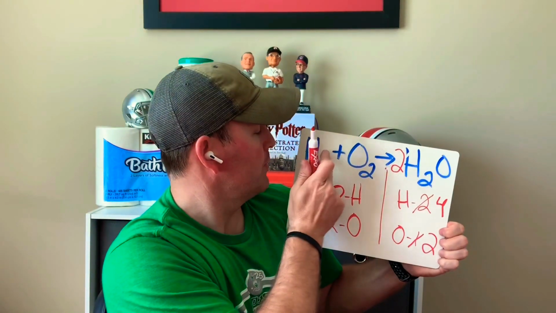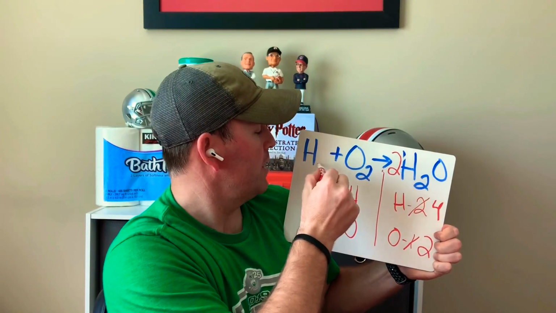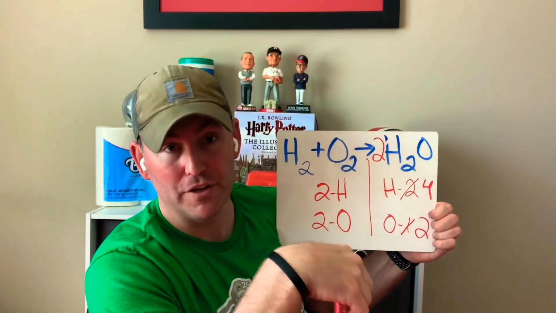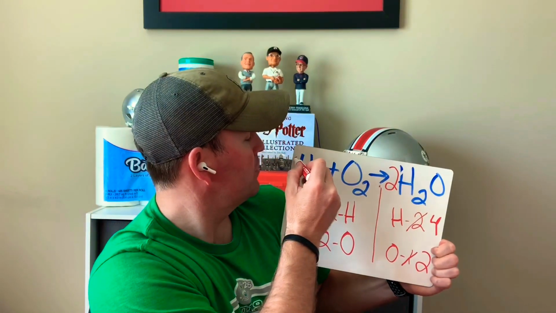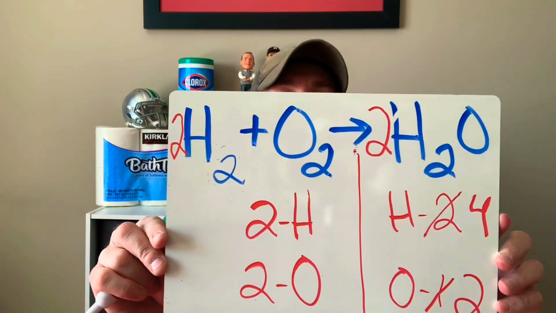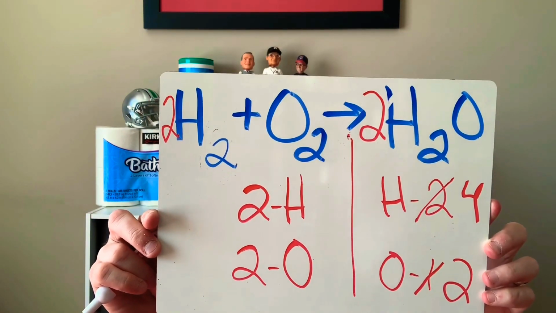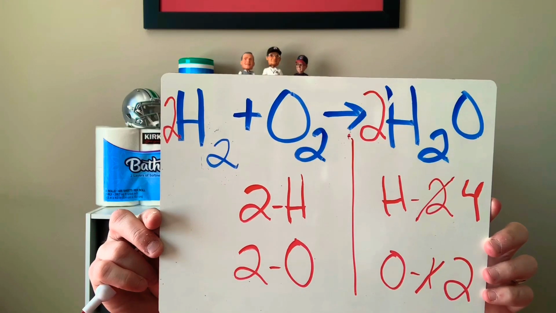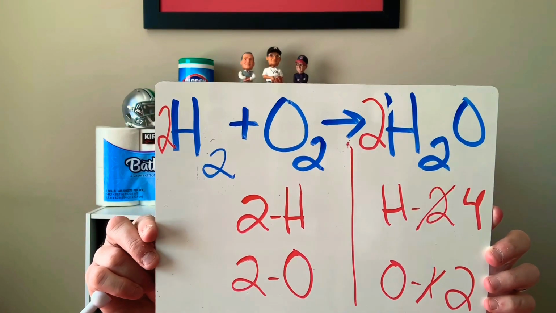Okay? So I can't just erase that and turn this into a 4. Nope, not allowed. Can't do it. You can't change the subscripts. Okay? What you have is what you have. Instead, what I can do is add a coefficient in front. So I look at my H2, and I'm just going to put a 2 coefficient in front right there. I know it's kind of hard to see. Okay, so I put my 2 coefficient in front. By putting my 2 coefficient in front, it now says that I have 2 H2 molecules.